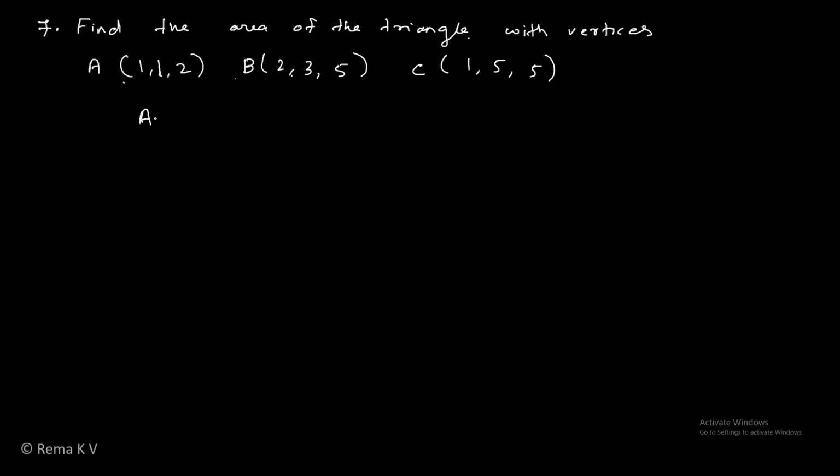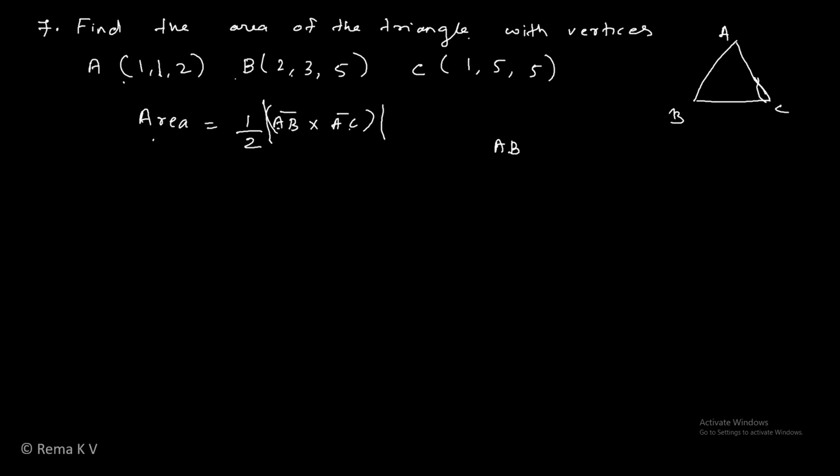So how can we find the area? If vector A and vector B are the adjacent sides of a triangle, say triangle ABC, then the area is equal to half of the modulus of AB cross AC, any two adjacent sides. So first we have to find the vector AB. What is AB?